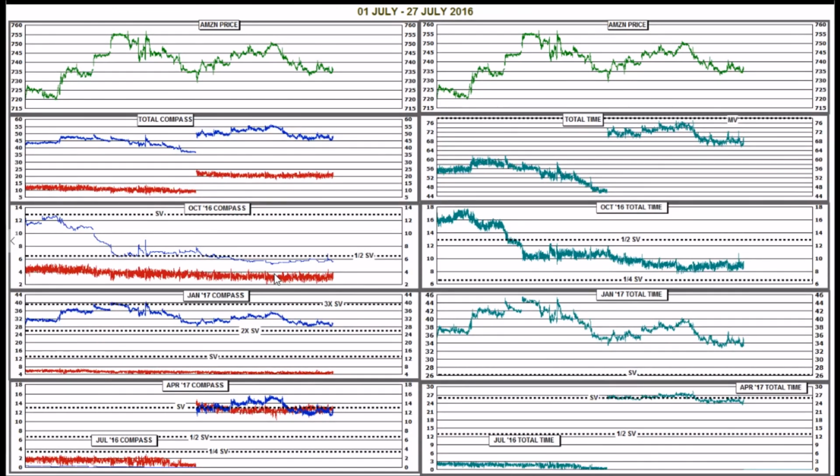Well, the next time cycle to expire is going to be October. Well, after October is going to be January. It's going to be January, yes. So when October finishes out, we should have, and total time will tell us.